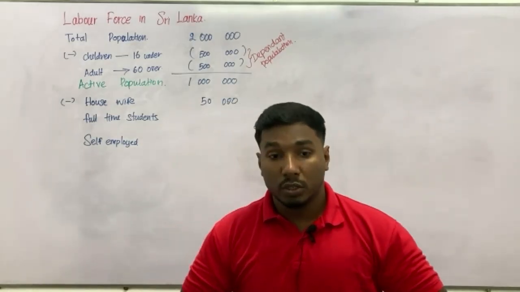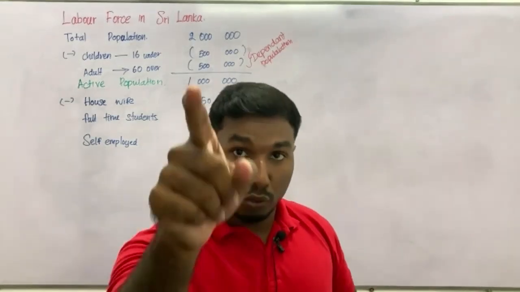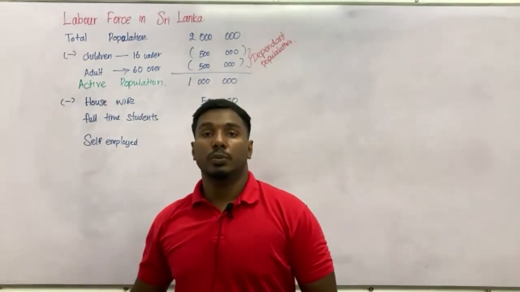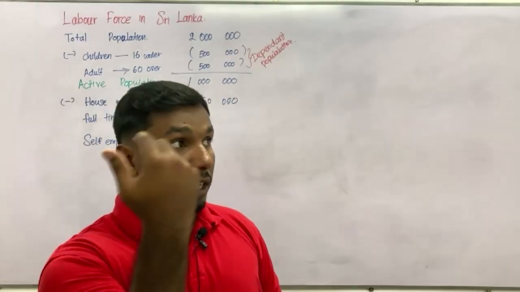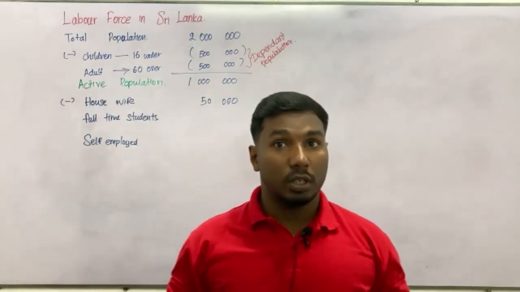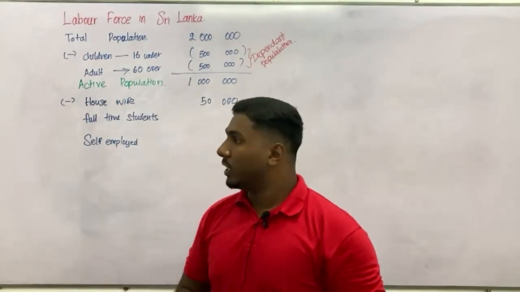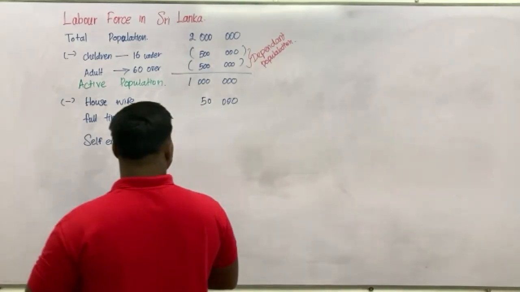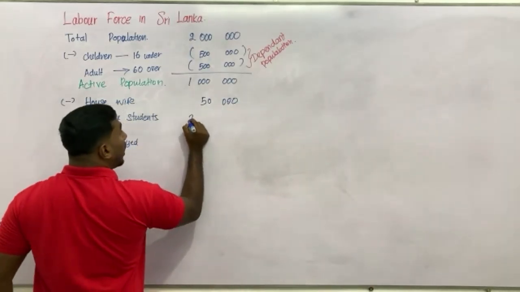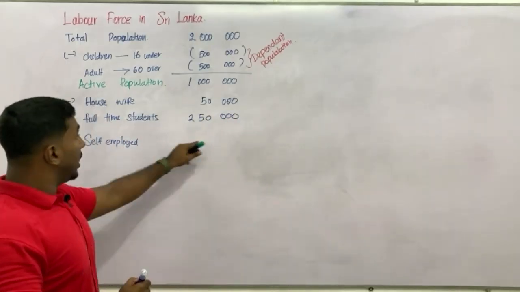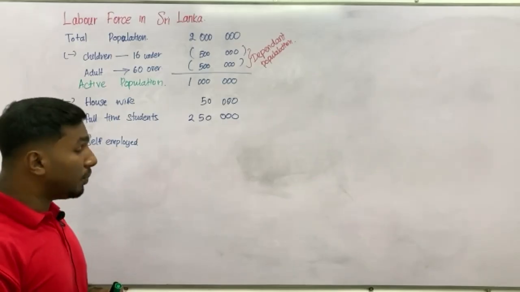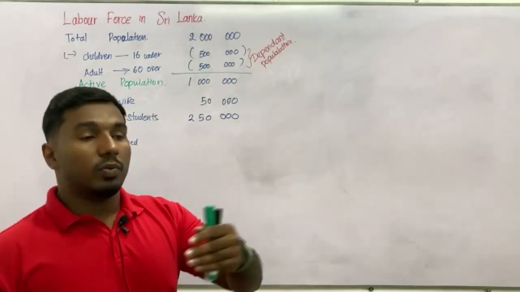The students who are studying A level, and the undergraduates, the students who are studying at state universities, full-time students, they're fully focusing only on the studies. Let's imagine the full-time students are 250,000 in Sri Lanka. The self-employed person, self-employed means doing their own work.